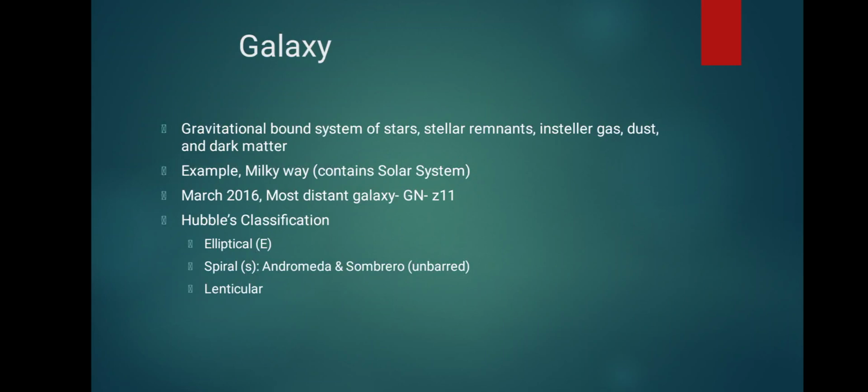Now if we talk about a galaxy, it is a gravitationally bound system of stars, stellar remnants, interstellar gas, dust and dark matter. If we take an example of a galaxy, we can easily find the Milky Way, or Akash Ganga in Hindi. A galaxy is actually a huge system of billions of stars and clouds of dust and gases, and there are millions of such galaxies that make one universe.